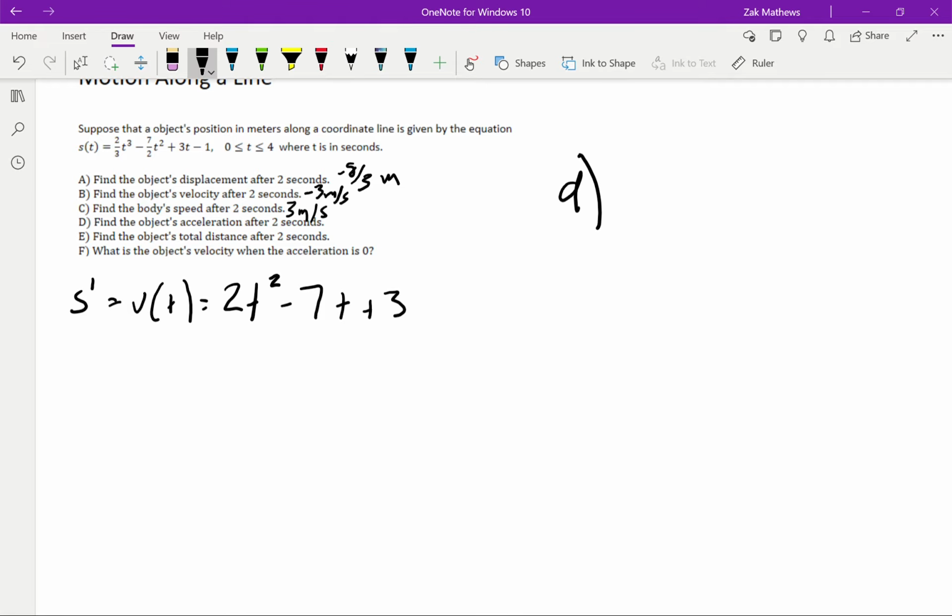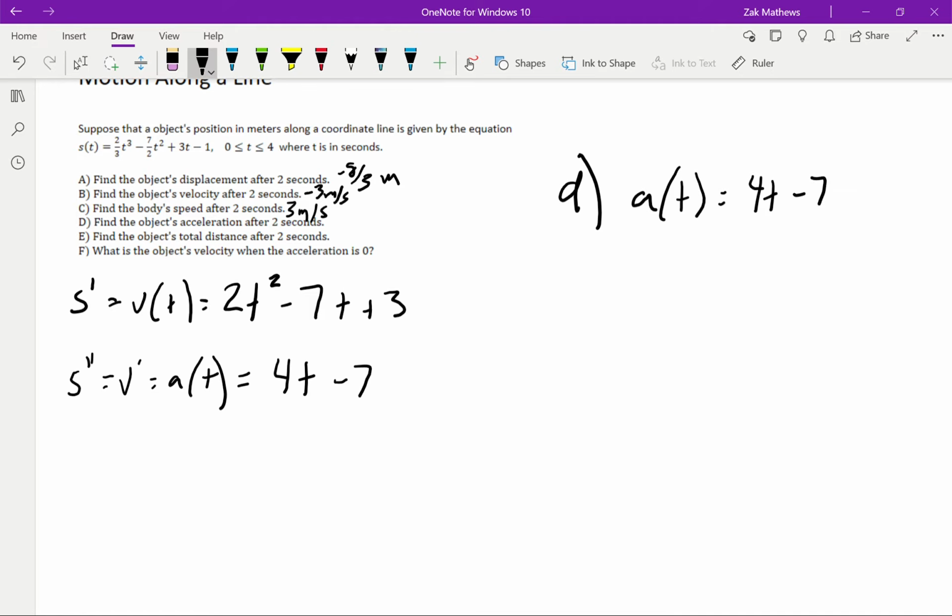Well, if I need to know the acceleration, I need the second derivative, or the first derivative of velocity. So we multiply the 2 to the front, we get 4t minus 7. So there's our acceleration equation. Acceleration based on time t is equal to 4t minus 7. I want to know the acceleration after 2 seconds, so I'm going to plug that 2 in. 4 times 2 is 8, minus 7 gives me 1.